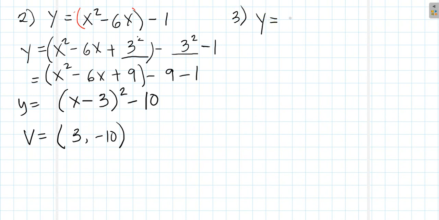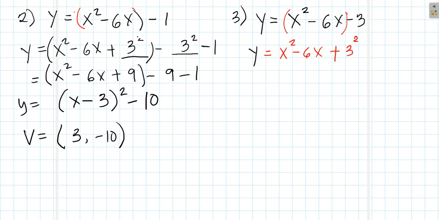Y is equal to x squared minus 6x minus 3. By the way class, this is another method. When you transpose negative 3, this now becomes the same. Equals, separate. So we have now x squared minus 6x. 6 divided by 2 is 3, then squared, then minus 3 squared, then copy minus 3.